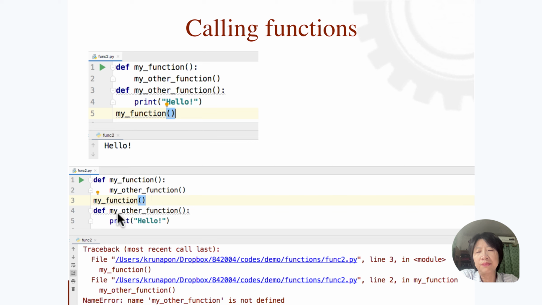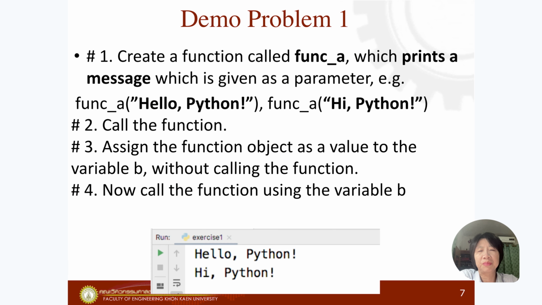On the other hand, here we define my function, which calls my auto function, and then we call my function, but we haven't defined my auto function yet. So that's why there's the error at line number 3, which traces back to line number 2, because at line number 2 we haven't defined my auto function yet. So we need to define function before we call the function.